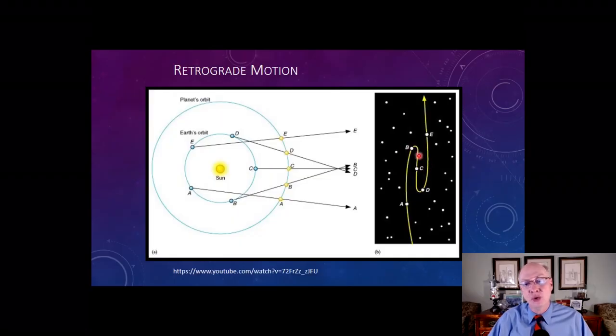The planets look like they're going backwards for a while because the Earth is passing them. And you can, if you want to sit down with this diagram, you can sit down and draw out these arrows.